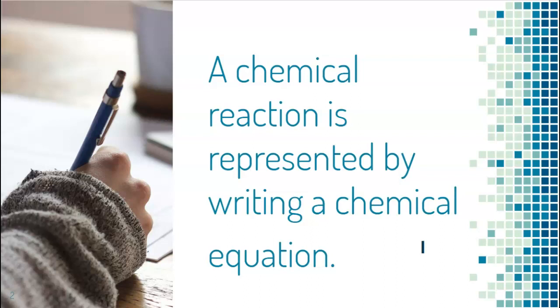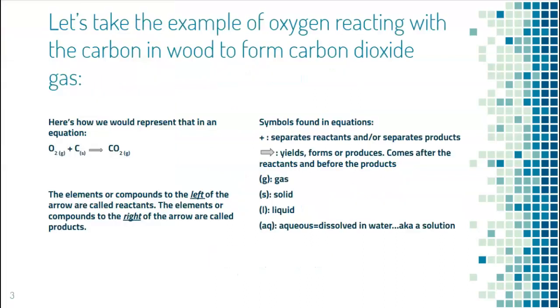So we're going to take a look at a couple examples and see how you do this. Let's take, for example, oxygen reacting with carbon in wood to form carbon dioxide. Okay, so we're going to take those words and convert them into symbols. So here we have O2, that's oxygen, and of course it's a gas, plus C for carbon, and if it's in wood, that means it's a solid. And we have a little arrow here, and then carbon dioxide, and of course carbon dioxide is a gas.